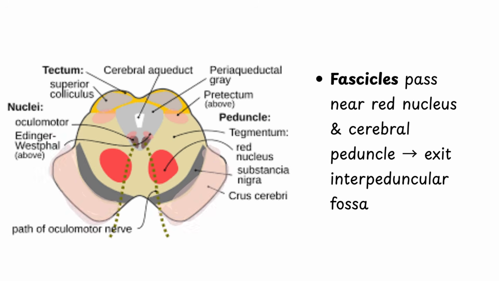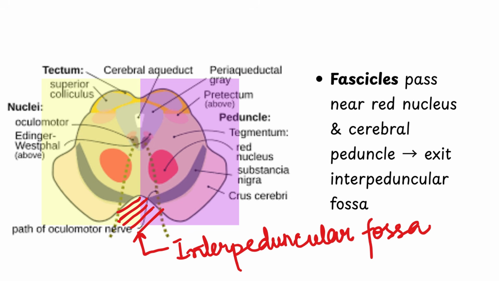This segment of the nerve where it travels within the midbrain is called the fascicular part. The right and the left halves of the midbrain are the cerebral peduncles, and the space between them is the interpeduncular fossa. Lesions involving the fascicles of the third nerve usually affect not just the nerve itself but also the surrounding structures, giving rise to a variety of midbrain syndromes.